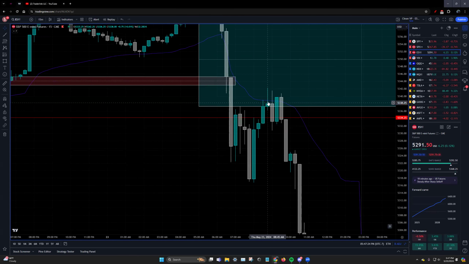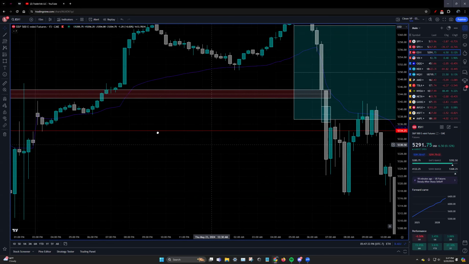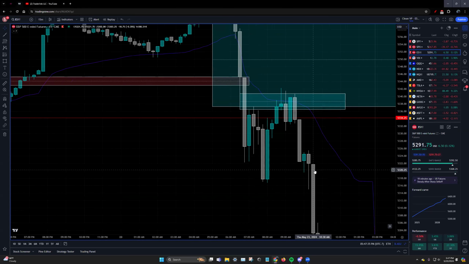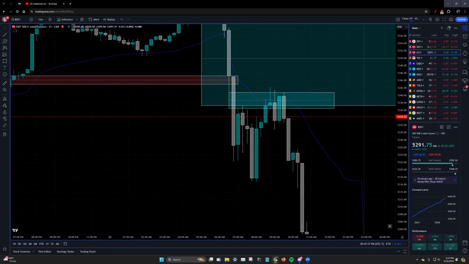Same exact 15-minute right around that 8:45 tapped into the fair value gap, right? Even on a 15-minute, you have this fair value gap. So I don't use them as entries. I use them more as confluence.